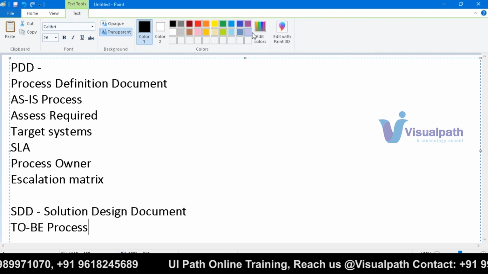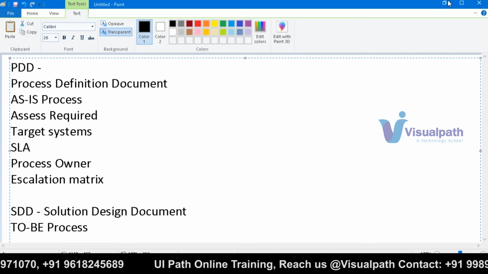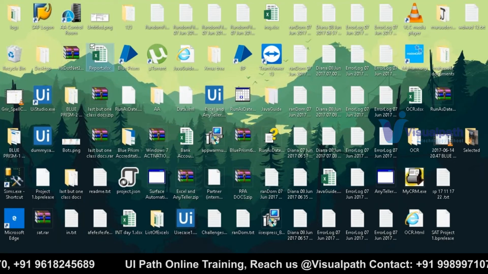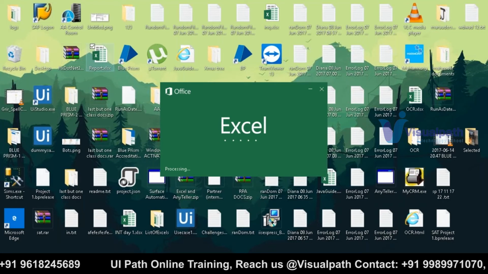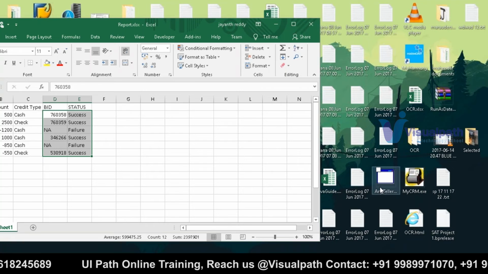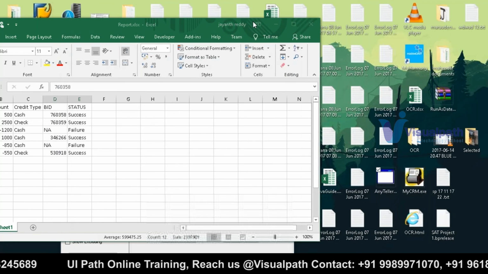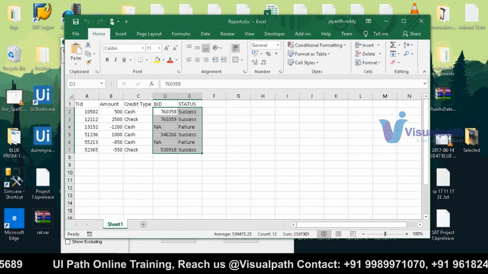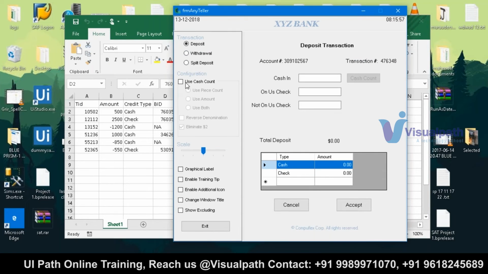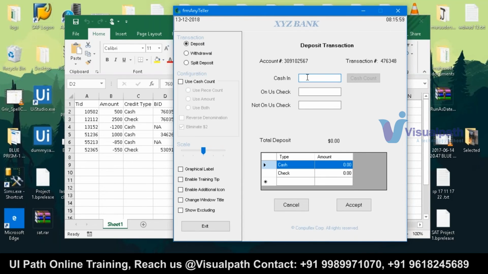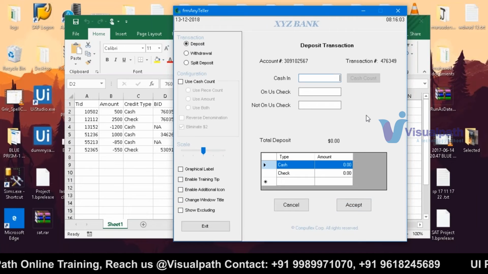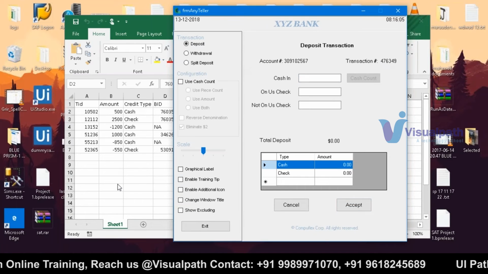All right. If you take this example that we have done recently, I had a file called report. Now, how do I do it manually that we have automated in the previous class? I open this Excel file. I open any teller application. I look at each row and I start filling. I look at the first row. Okay, the amount is 500. Credit type is cash. So I choose cash. Amount is 500. So it's a positive. So I keep typing it. And I click on the accept button. Whatever value I'm getting, I look at this and then I start typing it again.